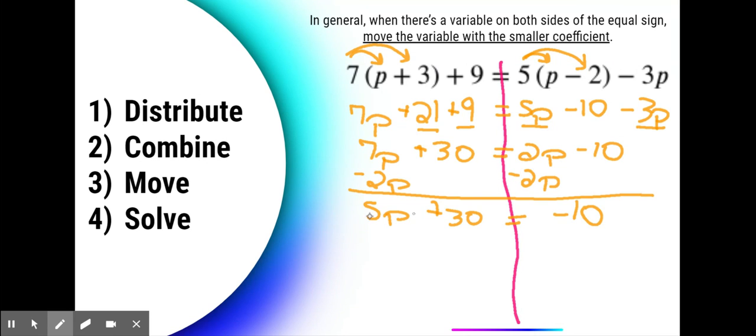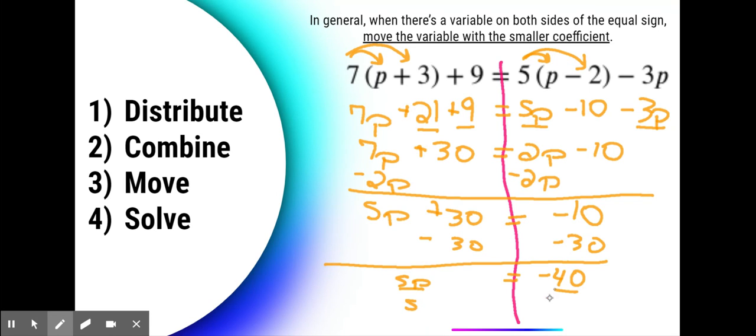Now, at this point, you should have a 1 or 2 step equation, depending on how things worked out. Okay, so at this point, we should have no problems. I'm going to take care of this plus 30 by subtracting 30 from both sides. I end up with 5p equals negative 10 minus 30 is negative 40. I'm going to divide both sides by 5. And I get p is negative 8. Whew, look at that. That's a lot of work, but each step is very simple. Take one step at a time. Be careful and watch your signs.